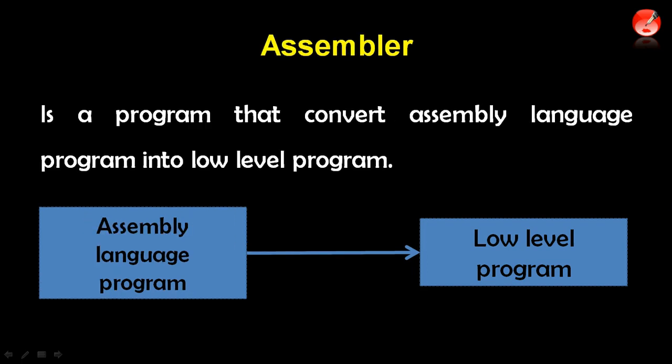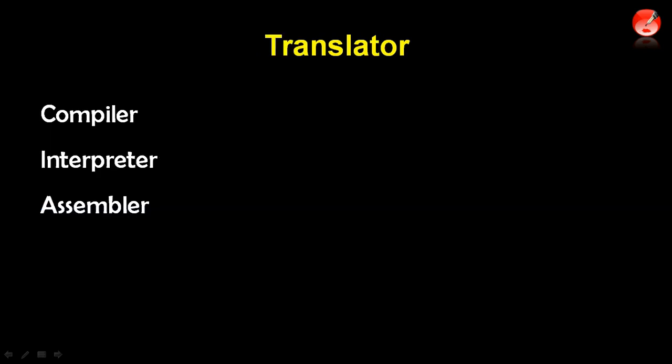Next one is assembler. Assembler is a software which converts the assembly language program, that is mnemonic codes, into low-level language program. So compiler, interpreter, assembler, these three softwares convert one form of language into another form, that is called machine language. So these three softwares are called translator. Compiler and interpreter convert high-level language to machine language, whereas assembler converts the assembly language into machine language.